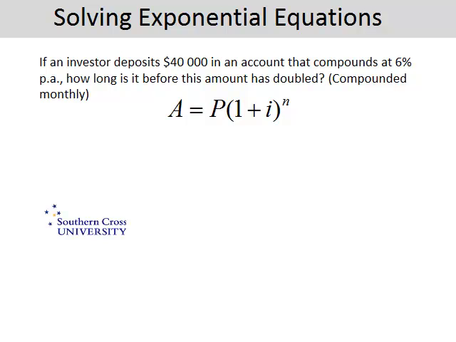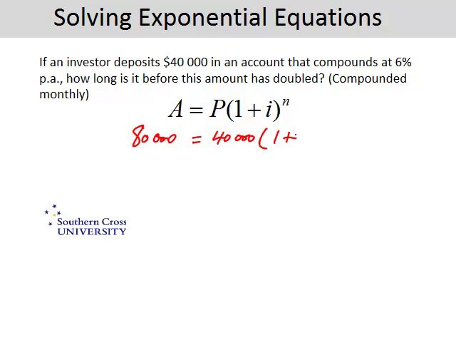So in this particular question, an investor deposits $40,000 into an account that compounds at 6% per annum. How long before this amount has doubled? And the compounding appears monthly. So basically, if the money's to double, the amount that we want to end up with is $80,000. The principal that we start with is $40,000.